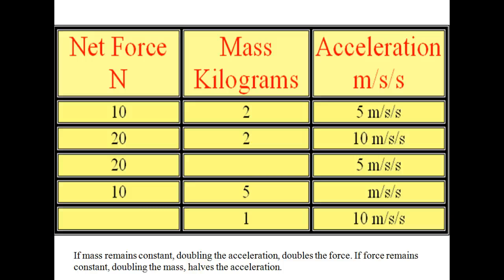If the force on the left is constant, then what happens to either mass or acceleration? The opposite happens to the other one. So if mass goes up, acceleration goes down. If acceleration goes down, mass goes up. And we've kind of already talked about this a little bit, and we'll talk about it more in class.